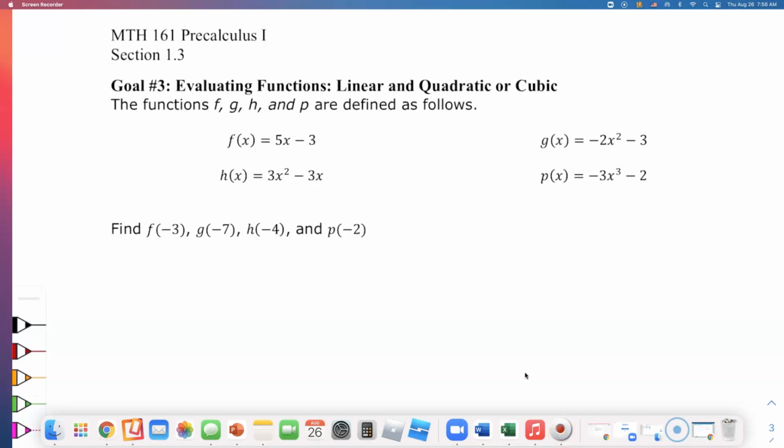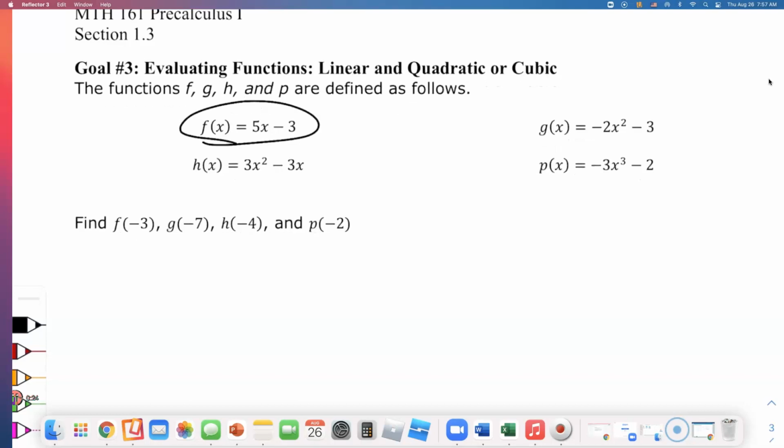All right, let's review evaluating functions. For goal 3, we're looking at linear, quadratic, or cubic. If you have a handheld calculator, we can use that, but for this, I'll just go ahead and use my Desmos scientific calculator. So I have 4 functions for you here: f, g, h, and p.